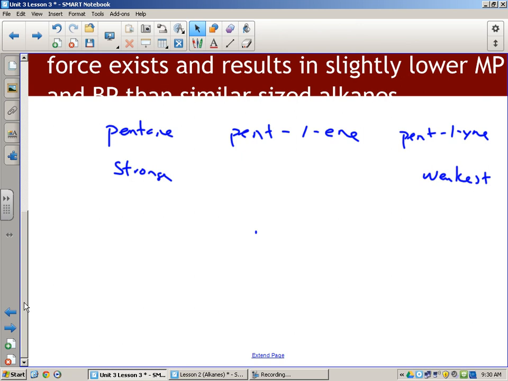The highest melting and boiling points, the strongest ones, would be the single bond saturated hydrocarbons, pentane. And if you had a similarly sized, in other words another 5-carbon chain but with a double bond, it would have a little bit lower melting and boiling point, and pent-1-yne would be even a little bit less than that. That's generally the trend that you would see. That's also good to know. Important to know. All right? Questions, anyone? Alkenes, alkynes?